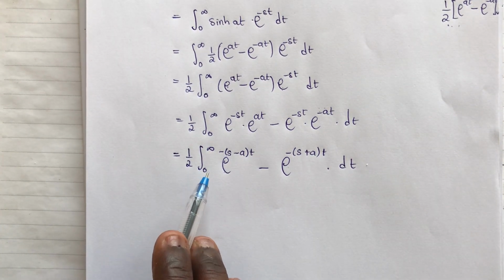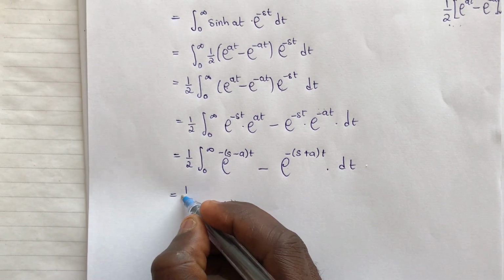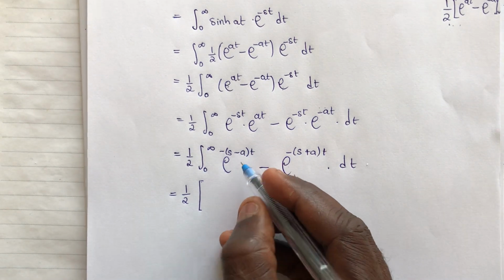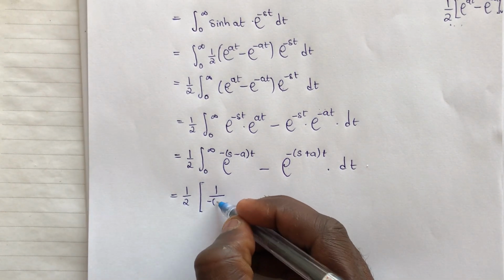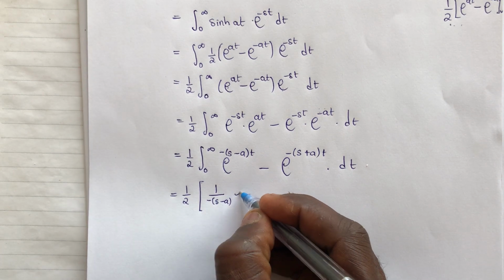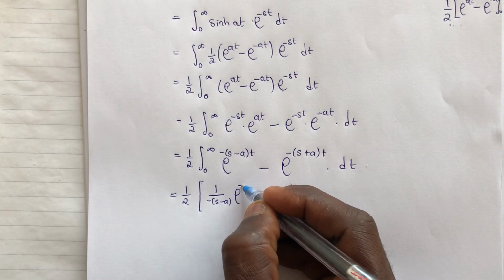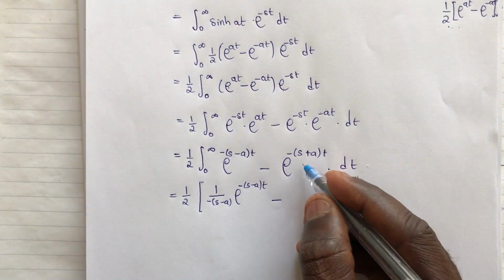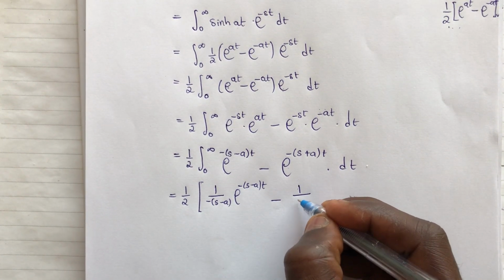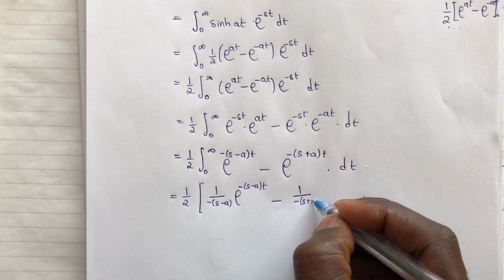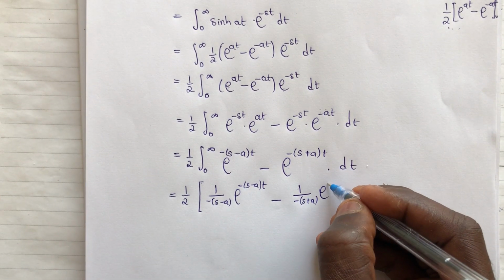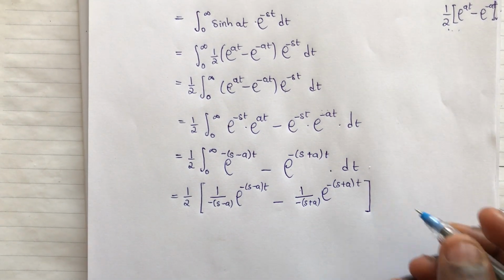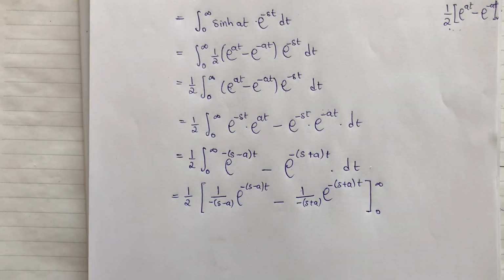And we introduce our lower and upper limit. So we have 1 over 2. Let's bring a square bracket. We integrate this one: 1 over negative (s minus a), multiplied by e to the same exponent, negative (s minus a) t. Okay, then minus, we integrate this one: we have 1 over negative (s plus a), close bracket, e to the same exponent, negative (s plus a) t. Let's close the brackets and introduce your lower and upper limit.